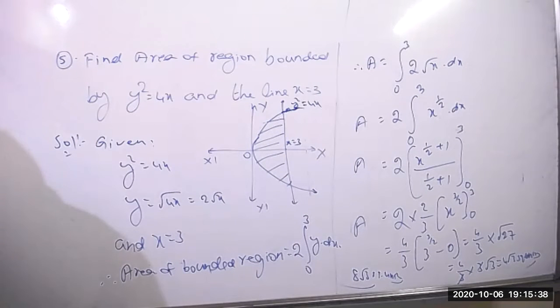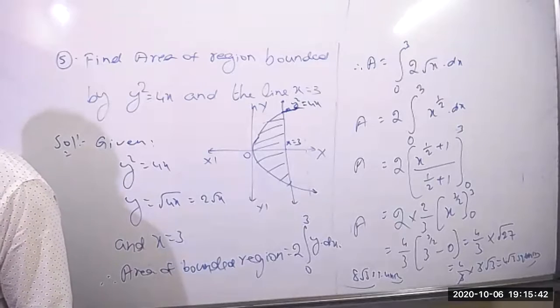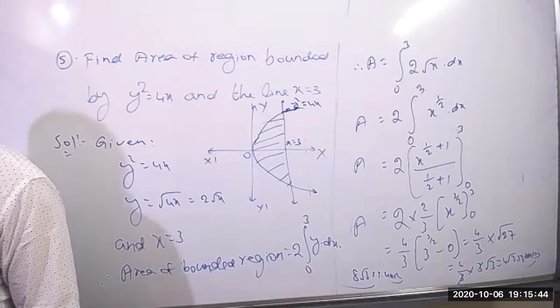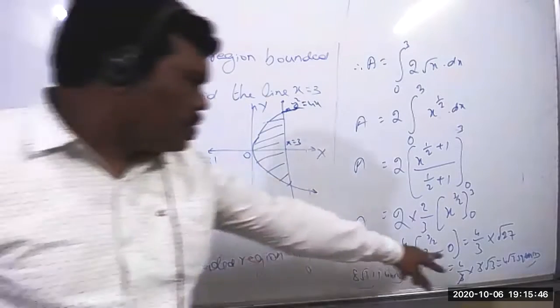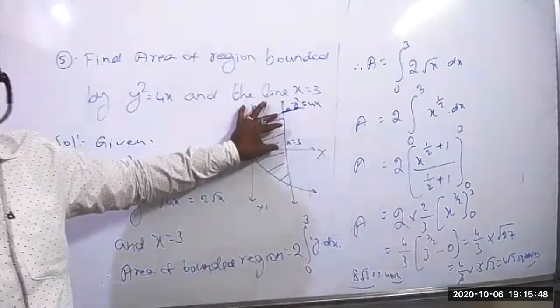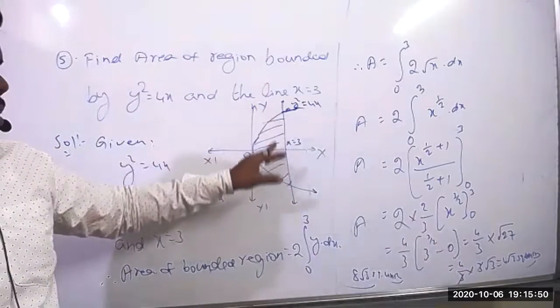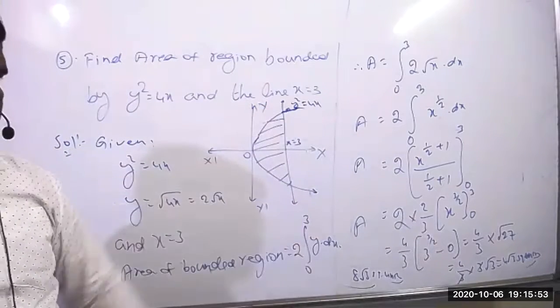Your answer is 4 root 3 square units. 4 root 3 into 2 equal to 8 root 3 square units. Okay, 4 root 3 is the area of only one part. Area of the one part. Twice we require now. Later you can take 2.